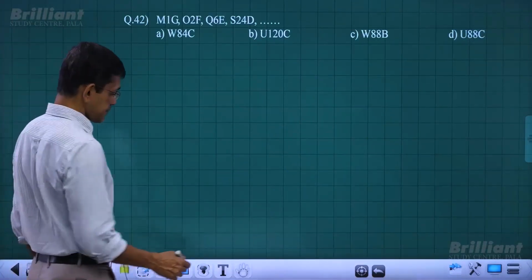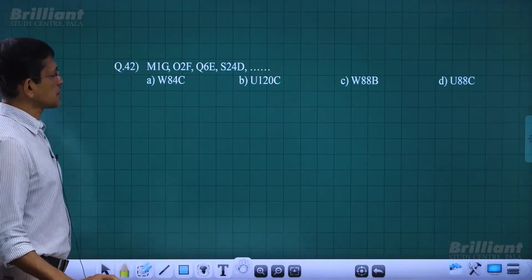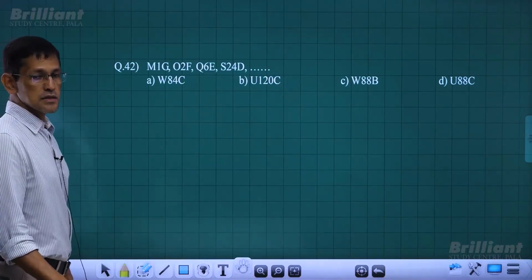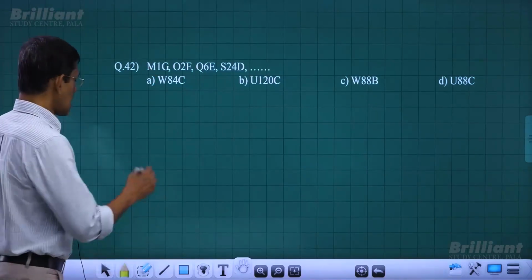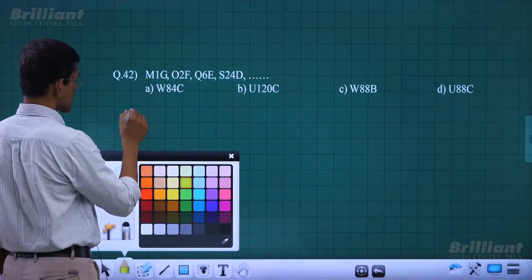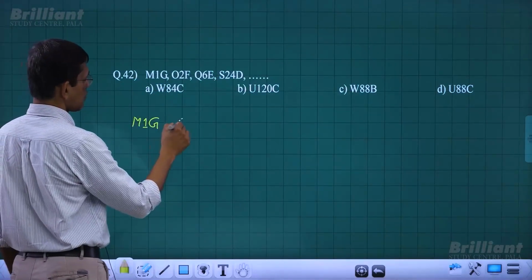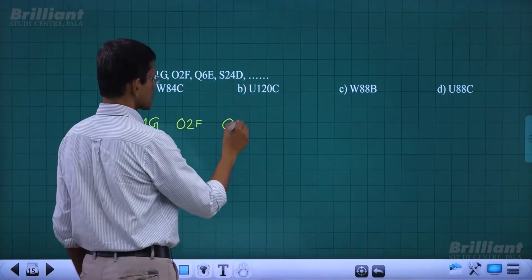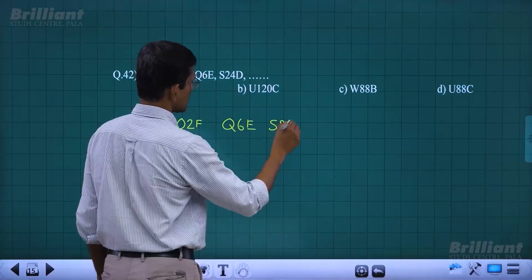Now 42. M1G, O2F, Q6E, S24D. This is actually pretty much a mix of letters and numbers. M1G. Actually, this is 1, not I. M1G, O2F, Q6E, S24D.